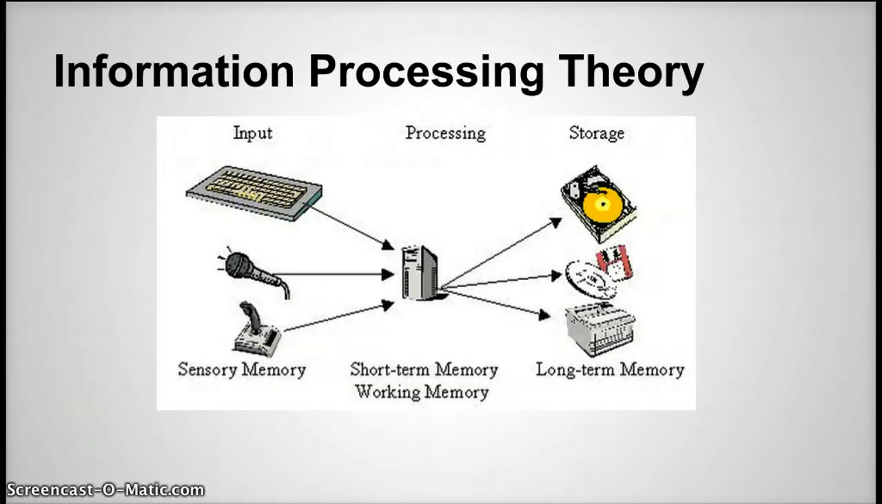Information processing theory, as opposed to behaviorism, which says that the environment shapes how we learn, information processing theory says we control how we learn. It's all about our own cognition.